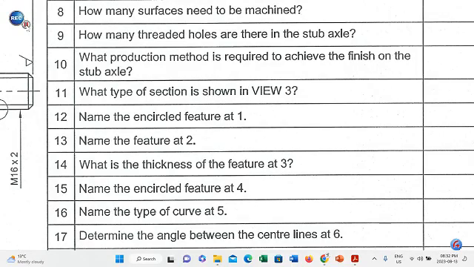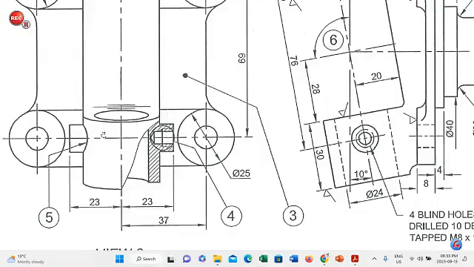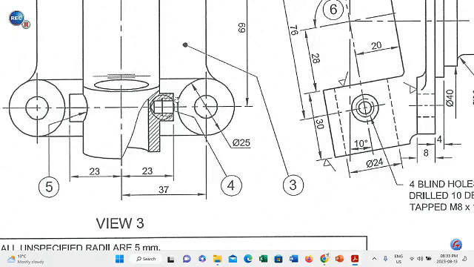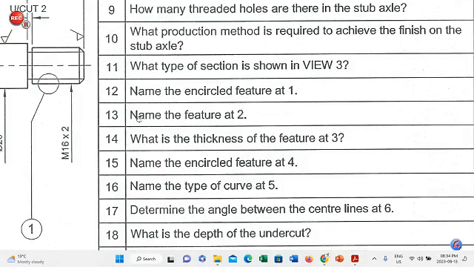Number 11. What type of section is shown in view 3? This is view 3 that you will see here, and the only section area is going to be here, and you will find it has been opened up with a wavy line. The particular section that's associated with a wavy line is a part section. Question number 12. Name the encircled feature at 1.